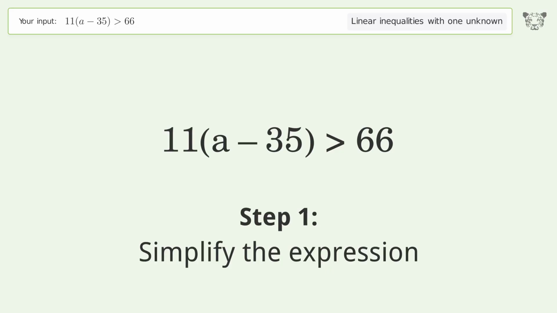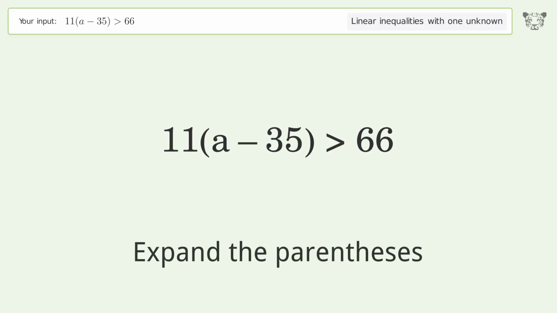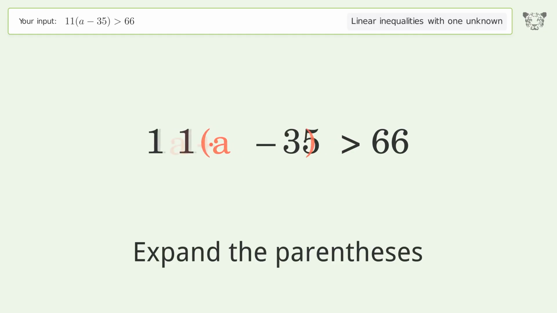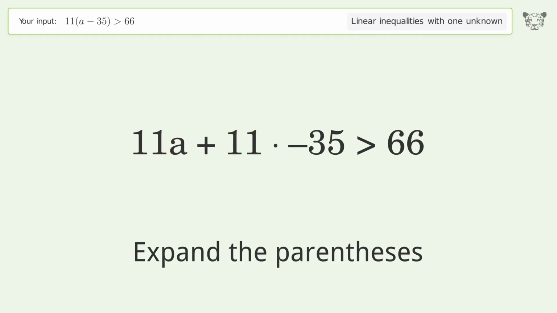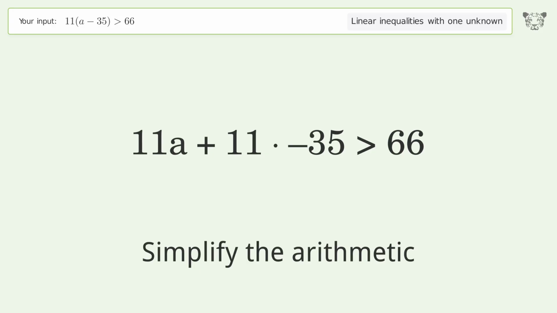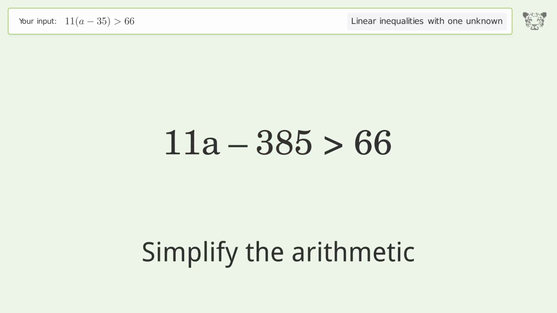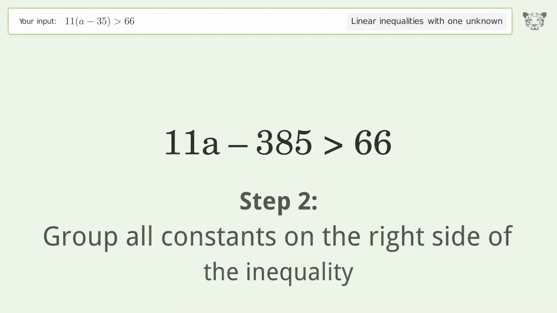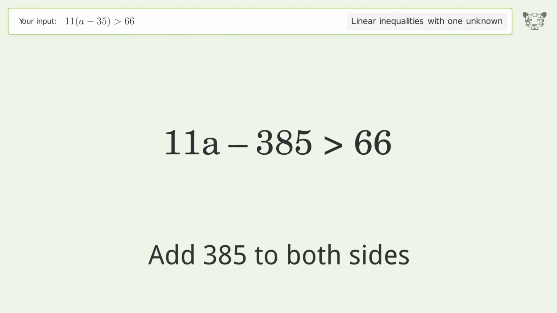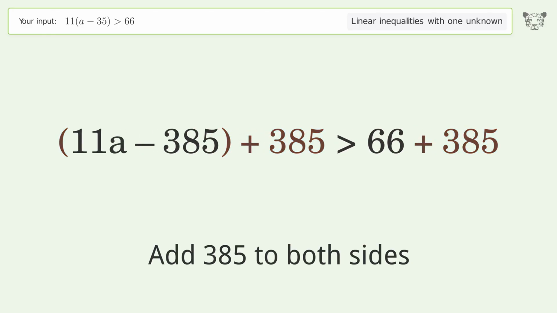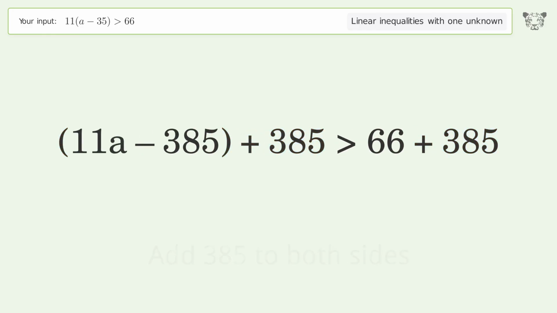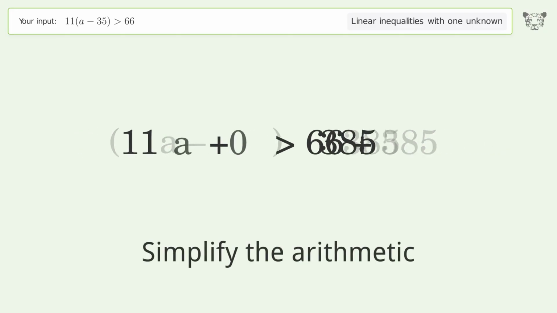Simplify the expression. Expand the parentheses. Simplify the arithmetic. Group all constants on the right side of the inequality. Add 385 to both sides. Simplify the arithmetic.